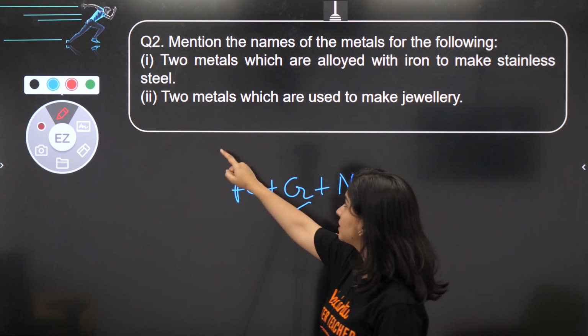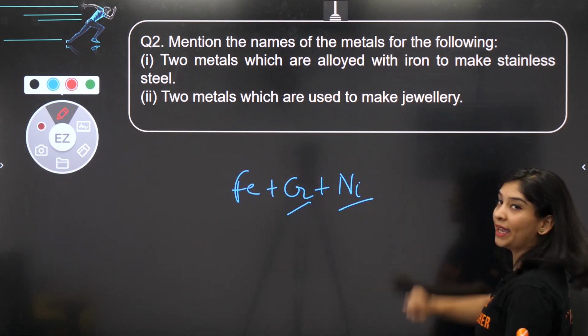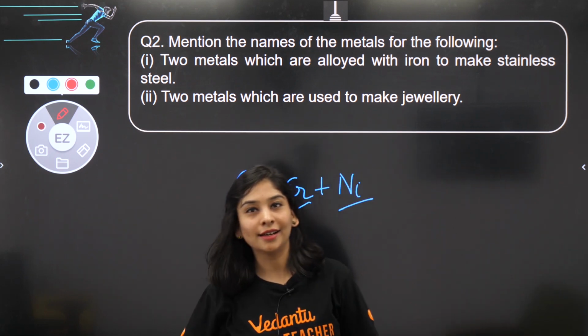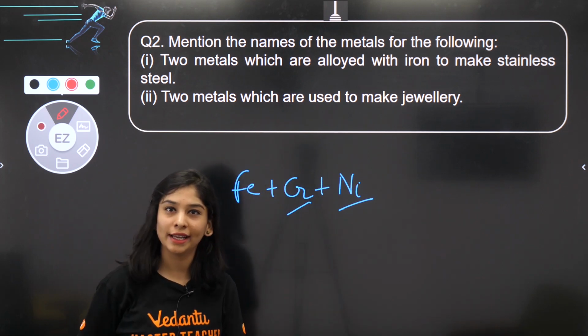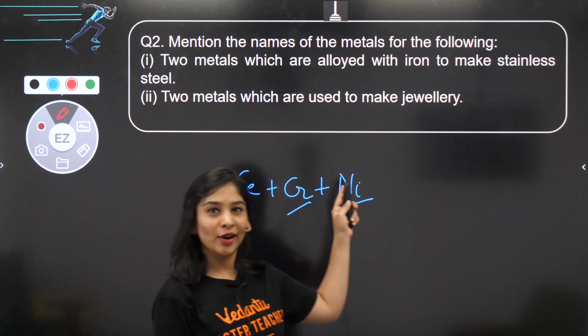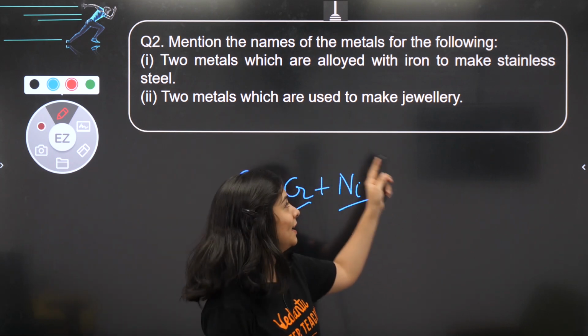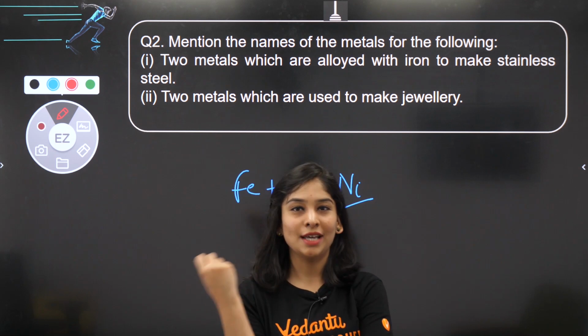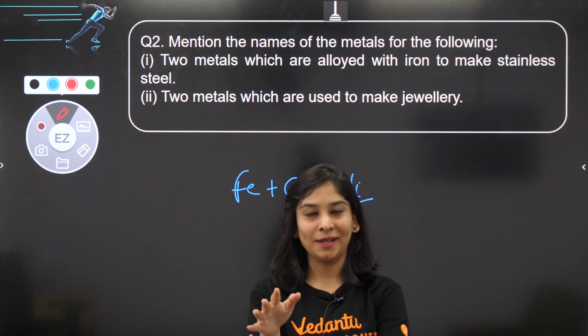ठीक है? Next, two metals which are used to make jewelry. So I hope all the girls, maybe you all like jewelry. No? Then maybe you will like jewelry. And boys, what about you? Tell me. तो jewelry की बात करें हम तो बताओ ज़रा. ये तो सबको पता है नहीं?